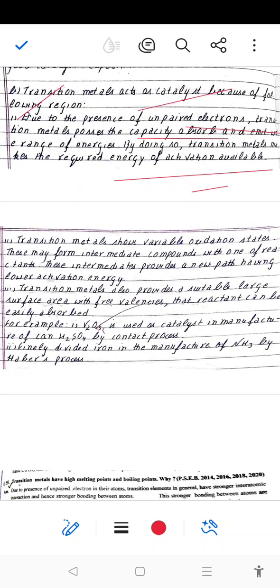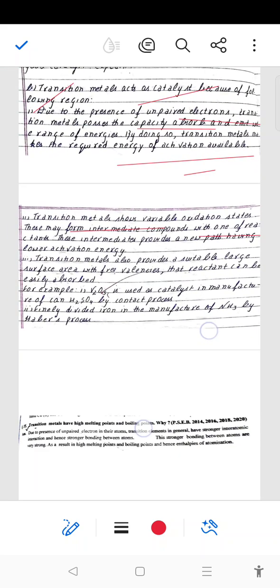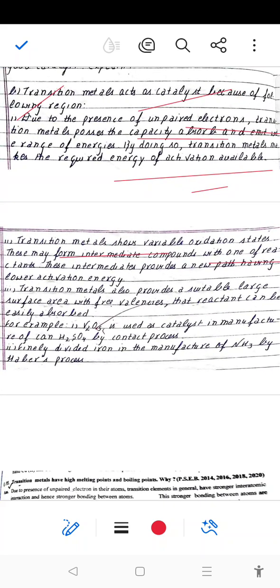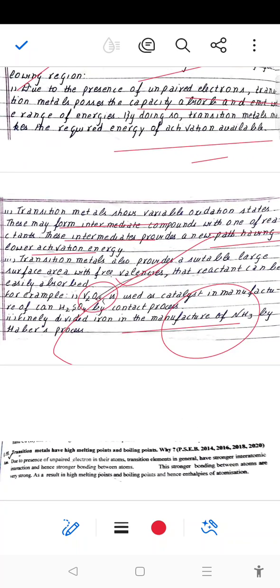Transition metals show variable oxidation states. They may form intermediate compounds with one another, and these intermediates produce a new path with lower activation energy. Transition metals also provide a suitable large surface area with free valencies so that a reactant can be easily adsorbed. For example, vanadium pentoxide is used as a catalyst in the manufacture of sulfuric acid by the contact process, and finely divided iron is used in the manufacture of ammonia in the Haber process. So this is the answer.